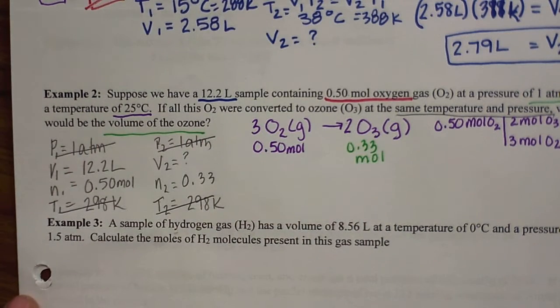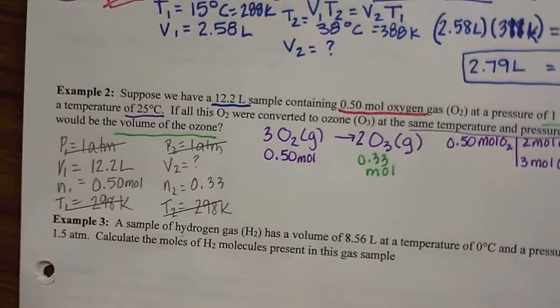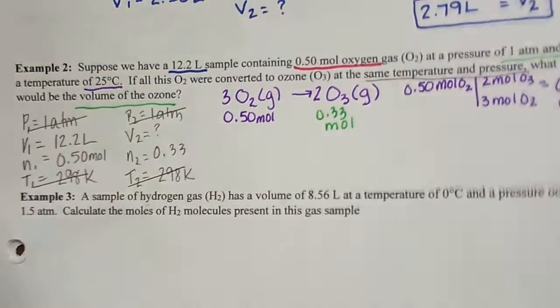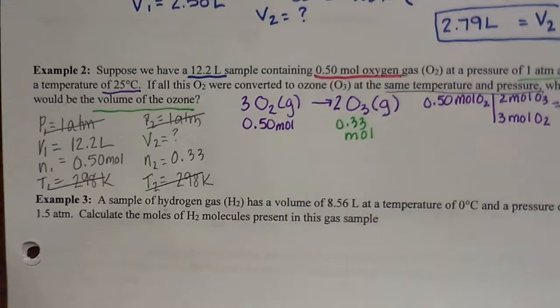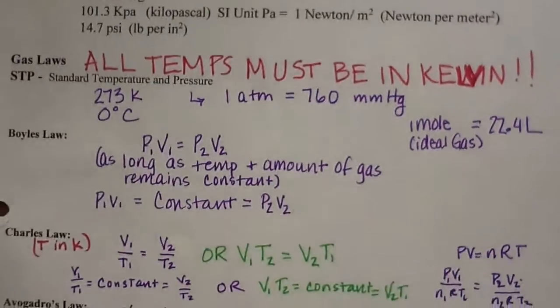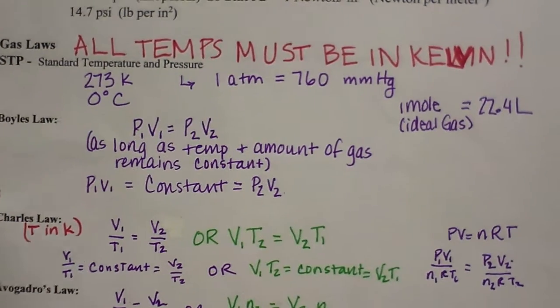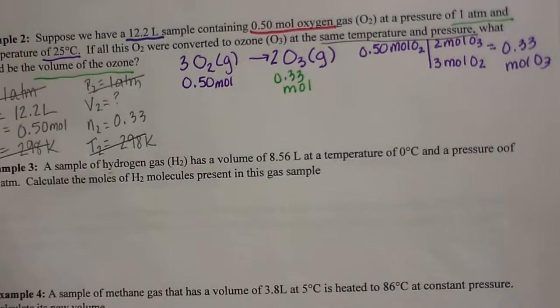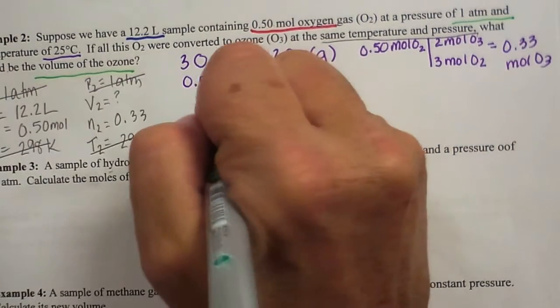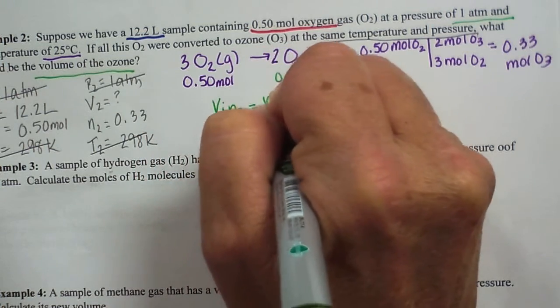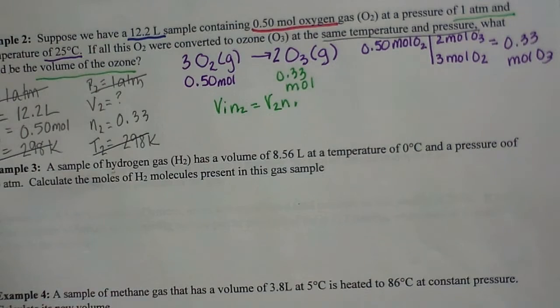So we're working with Avogadro's law, which is volume and moles. Everybody okay? So I go back and I look, Avogadro's law. Everybody see how this is working? Here it is, Avogadro's law: V1 N2 equals V2 N1. And now I can plug everything in.